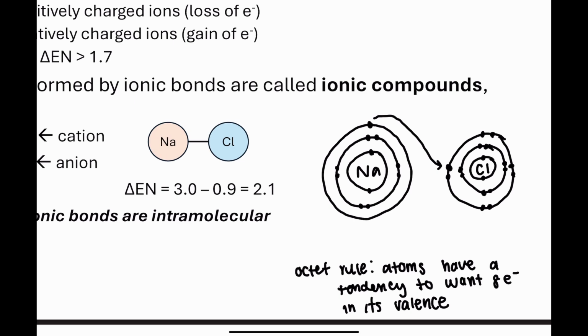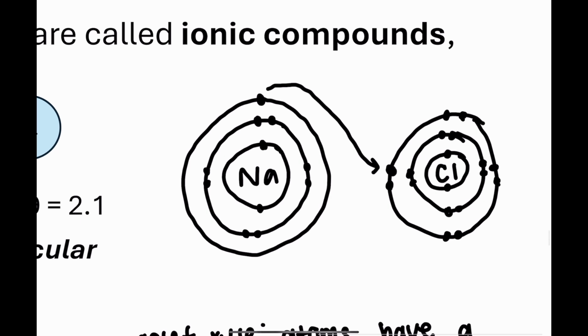All the octet rule states is that atoms have a tendency to want 8 electrons in their valence shell. So, because chlorine is so much more electronegative, it's going to pull sodium's single valence electron and complete its valence shell with 8 electrons, which leaves sodium's outer shell empty.